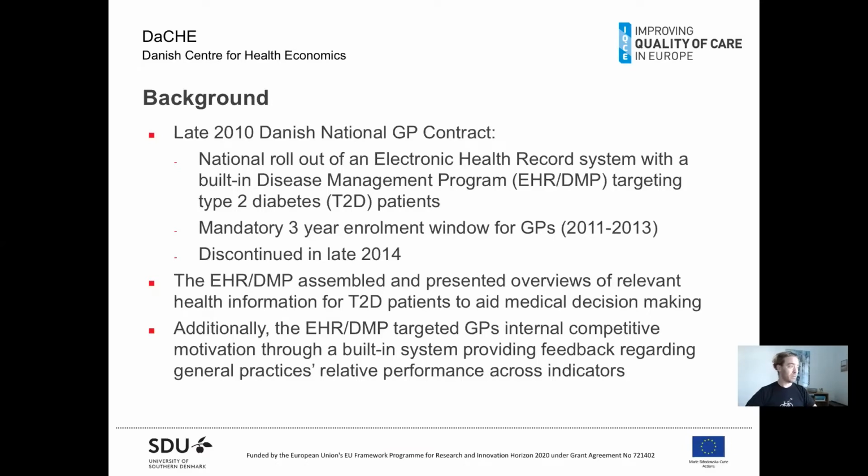The electronic healthcare record system essentially assembled and presented overviews of relevant health information to help GPs in making decisions for the care of their patients with type 2 diabetes. Additionally, this electronic healthcare record system had a built-in system which is providing GPs with feedback regarding their performance relative to their peers at local, regional, and national levels, so they could see how they were performing relative to their peers, and that might target some sort of internal competitive motivation to improve the care of patients.